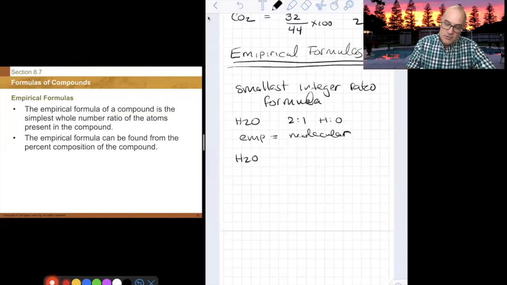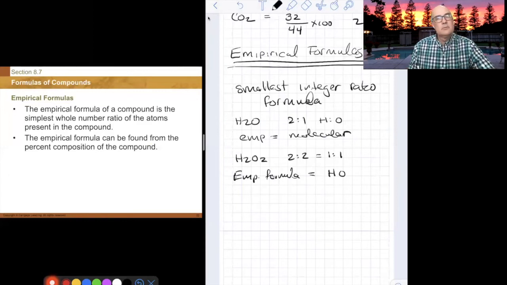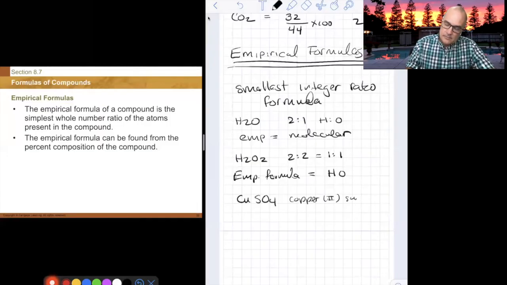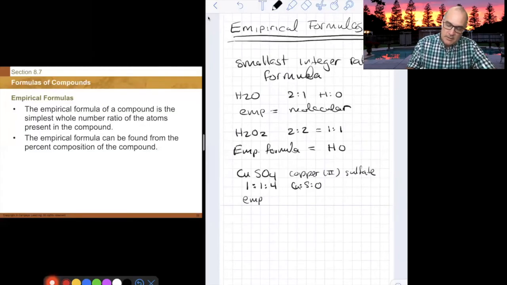But H2O2, hydrogen peroxide, right? This is 2 to 2, which is the same as 1 to 1. So the empirical formula would be HO, right? H1O1. Notice it's different from the molecular formula, and these two are not the same. Let me give you another example, right? Copper 2 sulfate, CuSO4. We have 1 to 1 to 4, copper to sulfur to oxygen, right? So here the empirical equals the molecular.